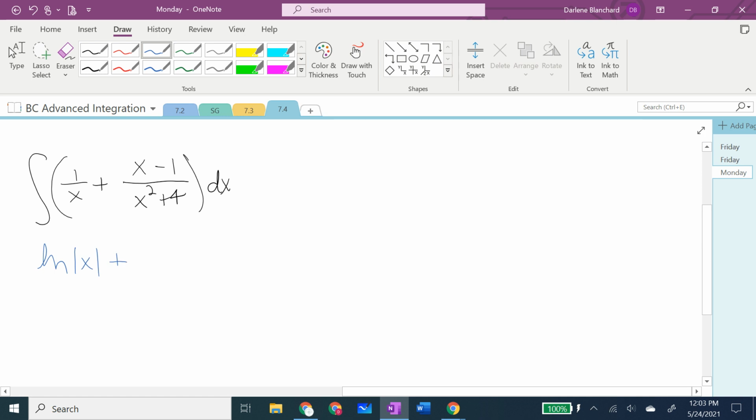Now, we are about to do something we haven't done before. We are going to split the numerator. So what I mean is we are now going to look at the integral of x over x squared plus 4, plus the integral of negative 1 over x squared plus 4. We just keep learning new things that we can do with our little integration puzzles.